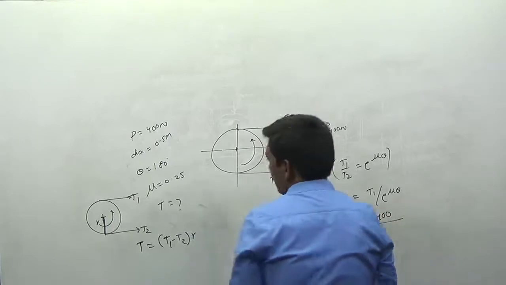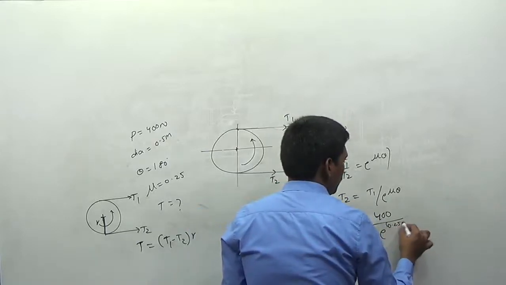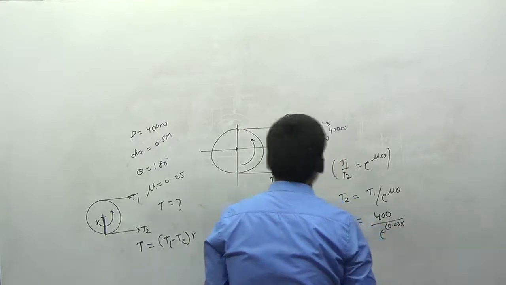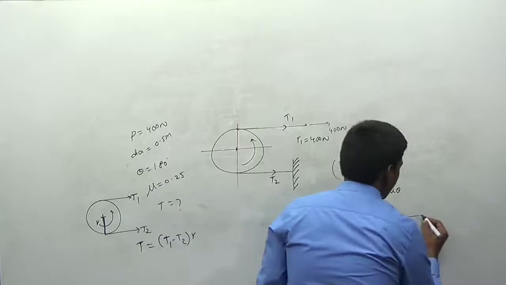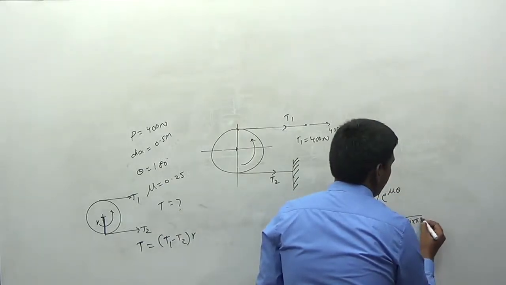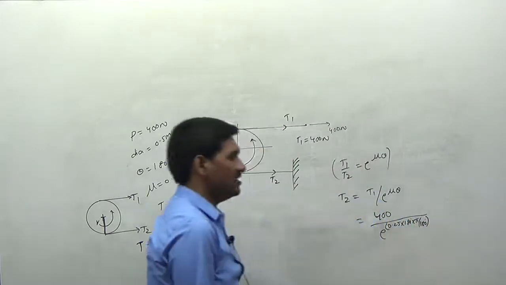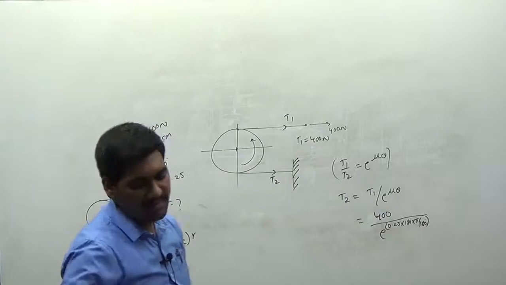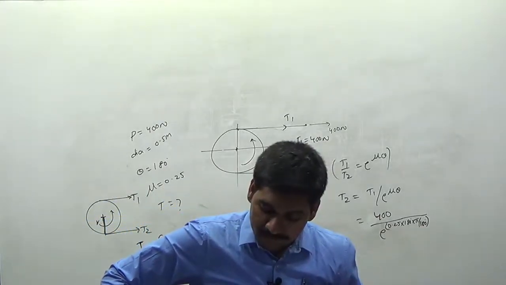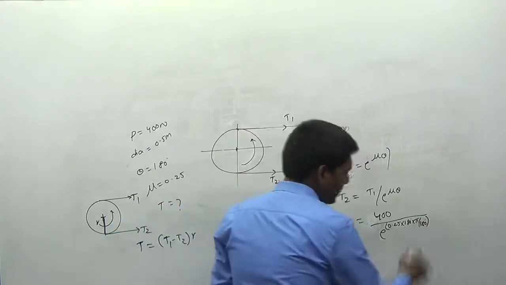divided by e power. What is the value of mu? It is equal to 0.25 multiplied by theta. What is the value of theta here? Theta is given as 180. You have to multiply it by pi by 180 degrees because it is given in terms of degrees, so don't multiply with the degrees directly. You have to convert 180 degrees to theta equal to pi. If you cancel it, these two values will be cancelled here.